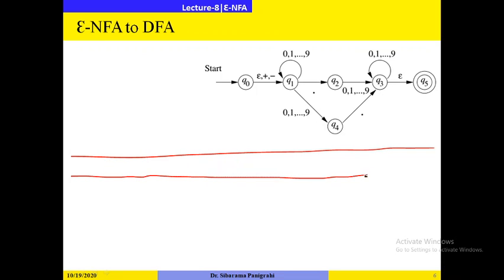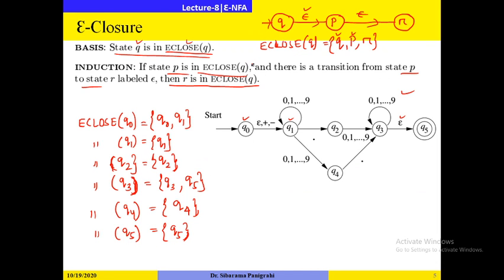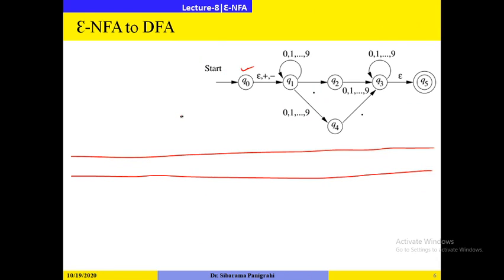While converting from NFA to DFA, we start from the start state. So what is the start state of the epsilon NFA? It's Q0. So I just have to look at the epsilon closure of Q0. What is the epsilon closure of Q0? It's Q0, Q1.